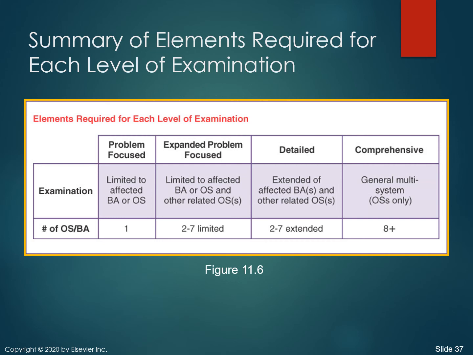Then we have an expanded problem focus, limited to the affected body area, organ system, and other related organs, like maybe a sore throat plus maybe listening to my chest. Then there's detailed, extended of affected body areas and other related organ systems. And documented would be 2 to 7 organ systems or body areas. With the expanded problem focus, it would be 2 to 7 as well. With comprehensive, it would be more than 8.